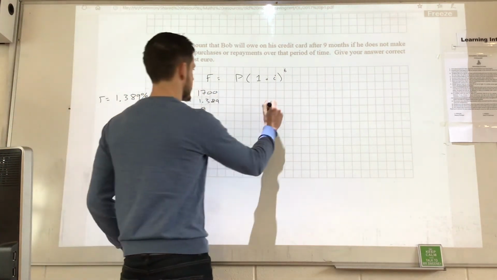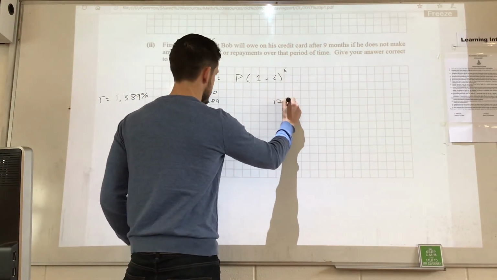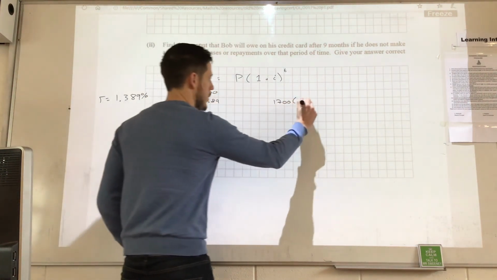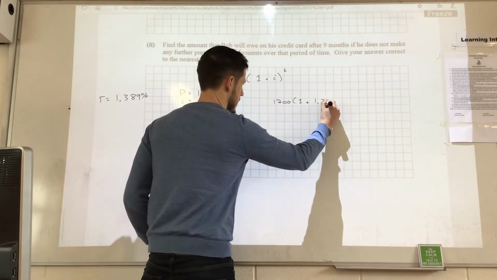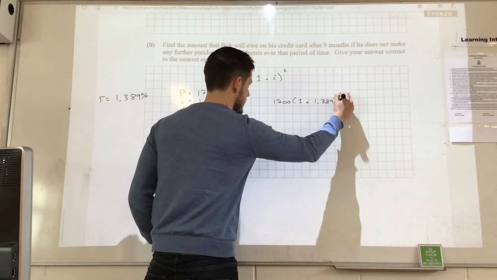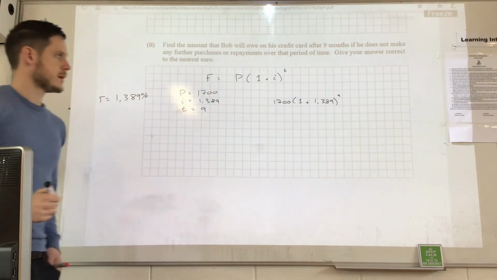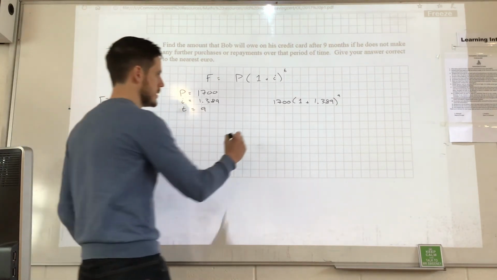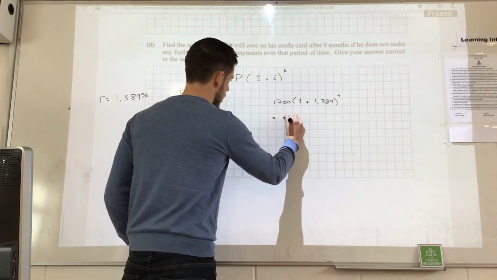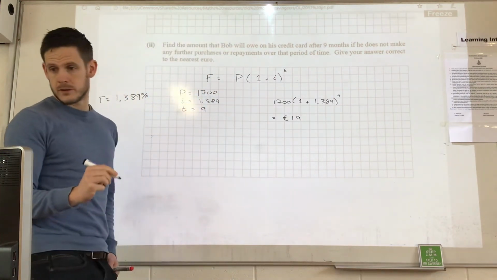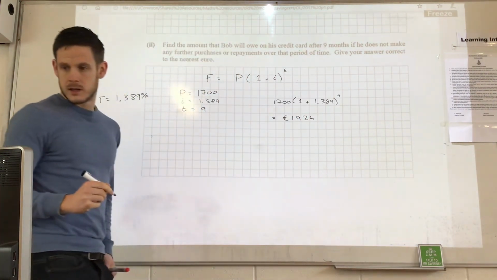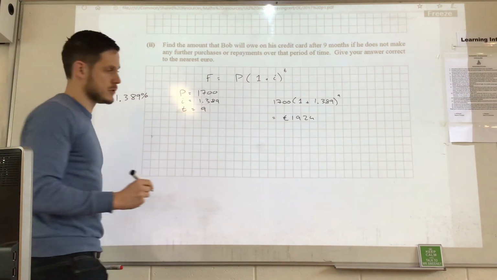So I'm just going to sub them in. I'm going to do 1,700 all on 1 plus i, which is 1.389, all to the power of t, which is 9. And I can put that straight into my calculator. So if I put that into my calculator, I come up with an answer of 1924.71.